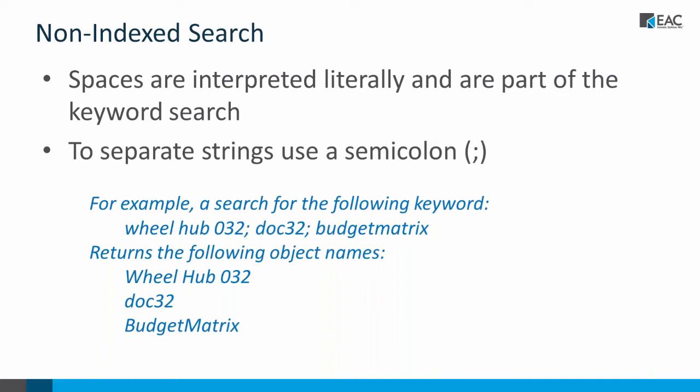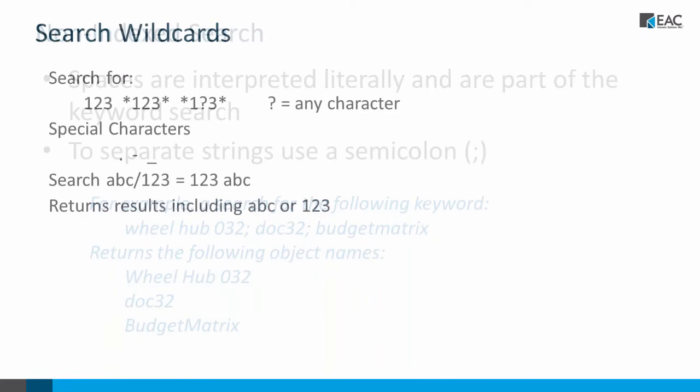But an indexed search puts an AND between the spaces, and a non-indexed search just takes the space literally. Again, you get the same results for, in this case, the wheel hub, as we see here.